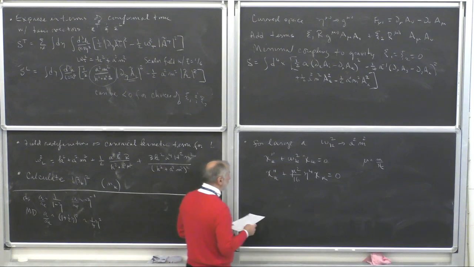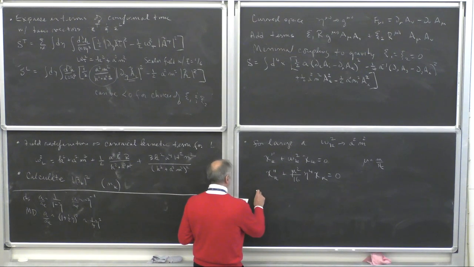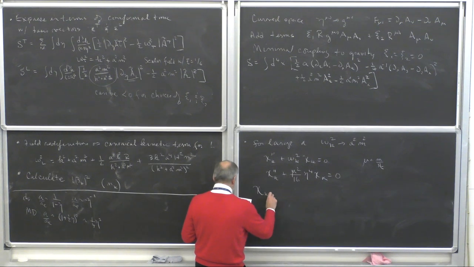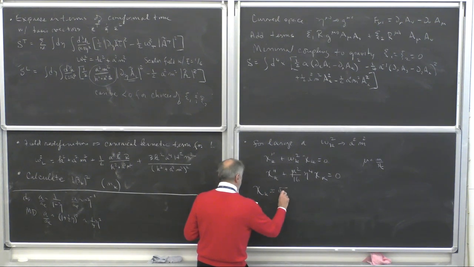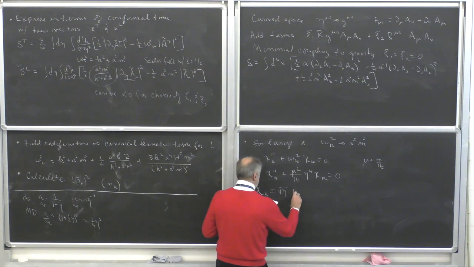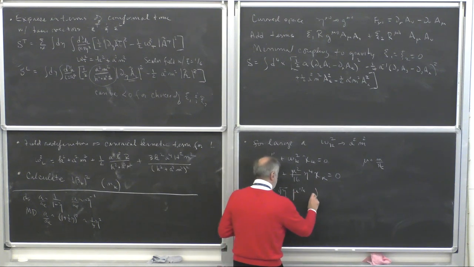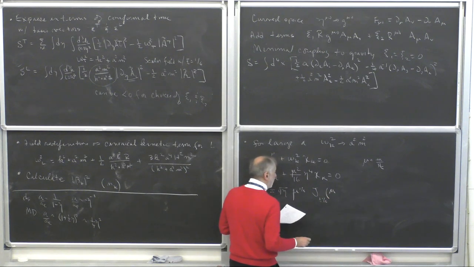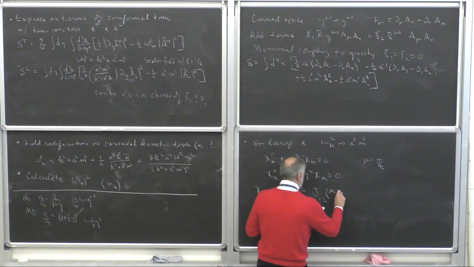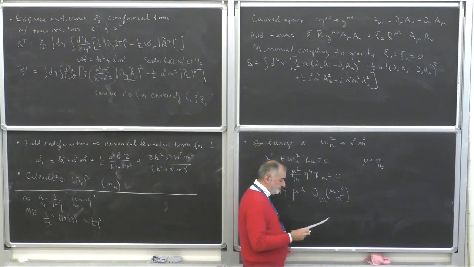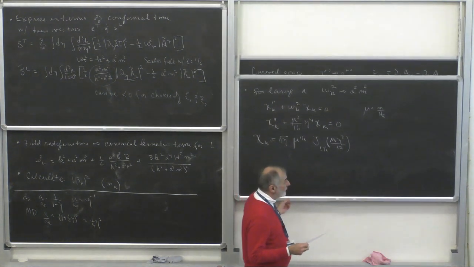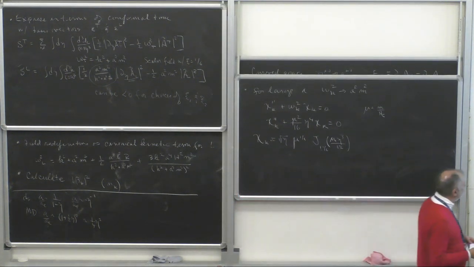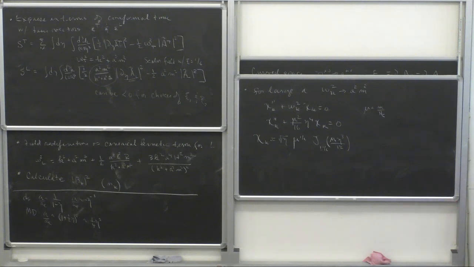Because in order to solve a differential wave equation, it's always some sort of Bessel function. And I'll tell you what it is. Chi of k is proportional to the square root of eta, mu to the 1/6, Bessel function J plus or minus 1/6, and the argument is mu eta cubed over 12. So that's the solution for chi of k at large values of a.